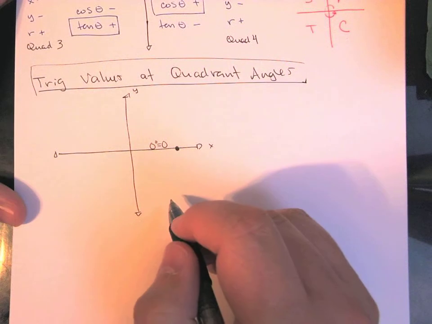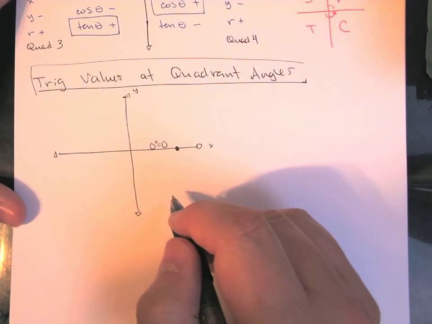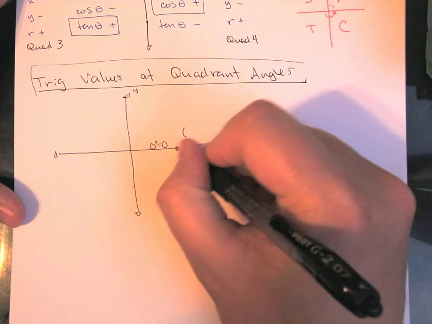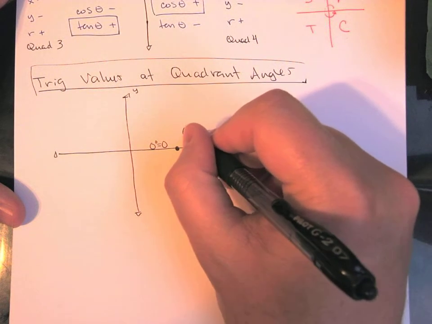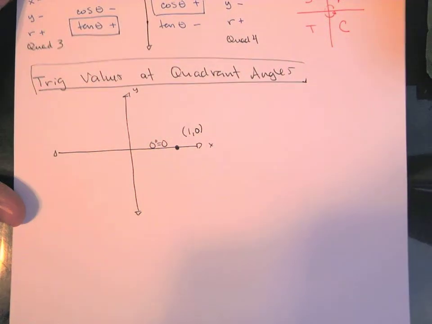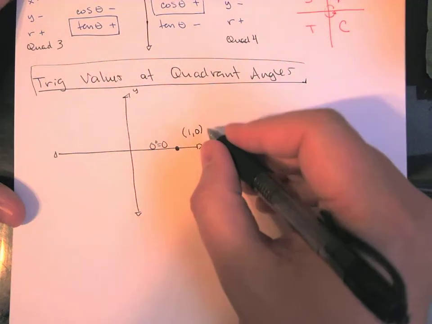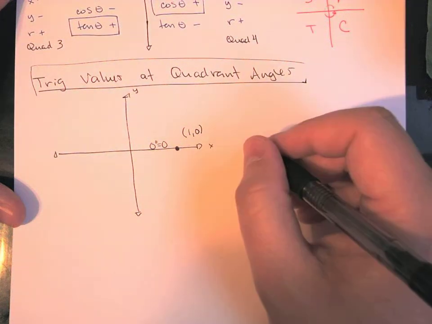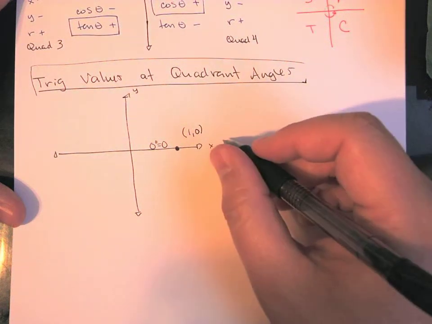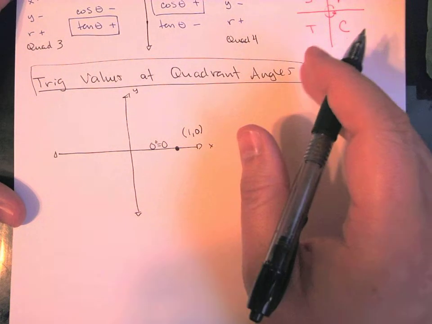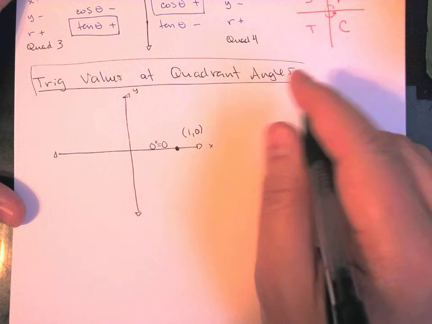What we can do is just pick the nicest possible coordinate on the x-axis. To make our lives easy, we'll use x value +1, and then our y value is 0. So at 0 degrees we can use the point 1, 0. When we do this, our radius value will be 1. We'll come back to this in a minute. Let's get these all labeled up first.